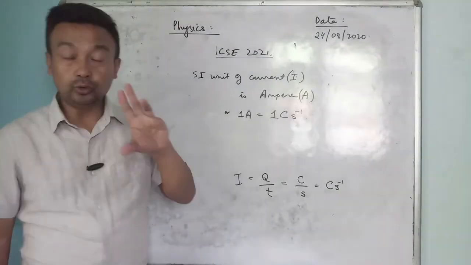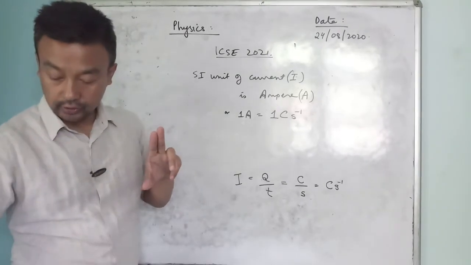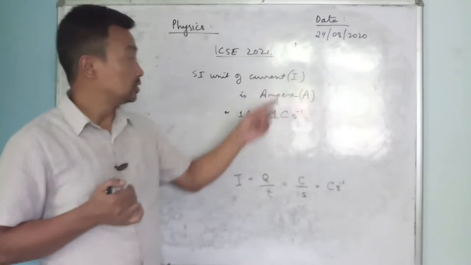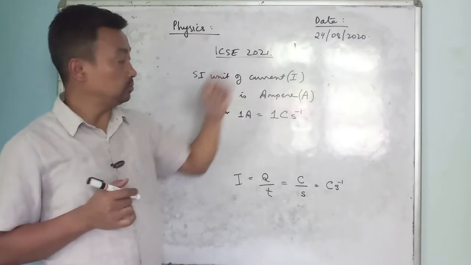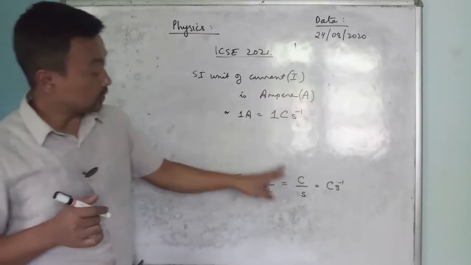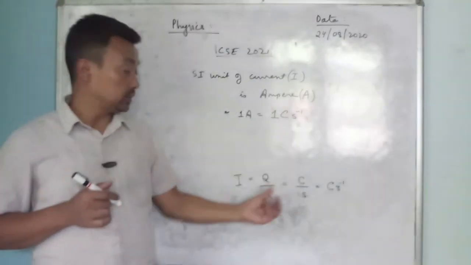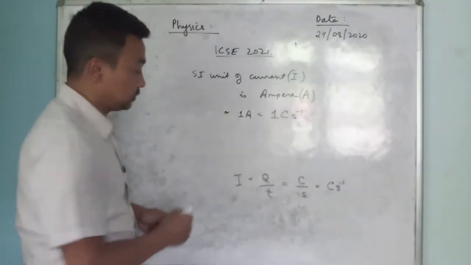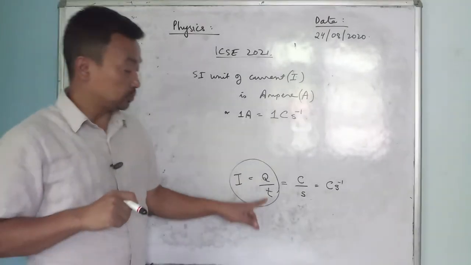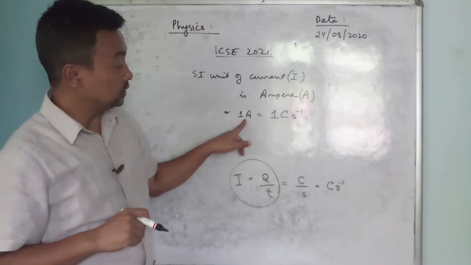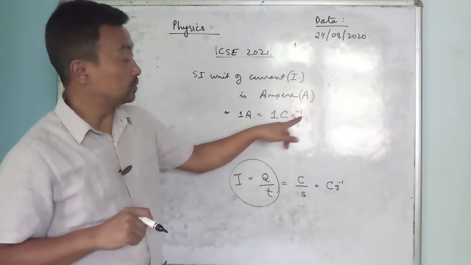So we have studied two topics today. First, the charge, whose unit is capital C, that is coulomb. Second, the current, whose formula is Q by t, charge upon time. The unit is ampere, 1 coulomb per second.